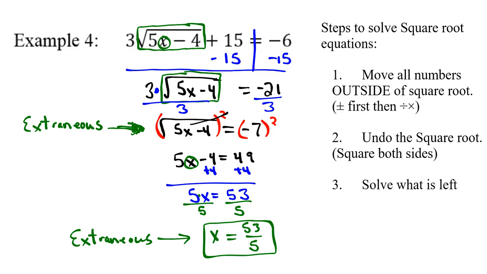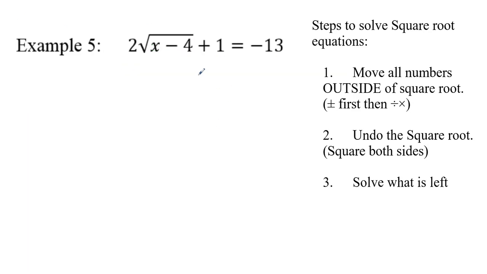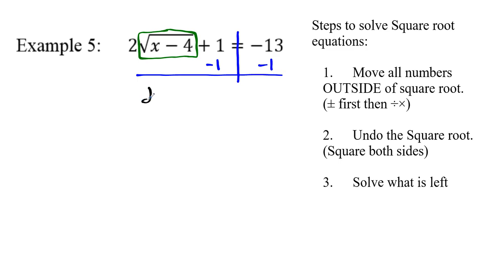So let's continue on. Number 5 is going to be the same thing. It's going to be an extraneous situation. I can see it already, but let's just go through it and see. So we're going to isolate the radical by getting it by itself. So move everything over to the other side by first adding or subtracting and then multiplying or dividing. So first we're going to subtract the 1 over.